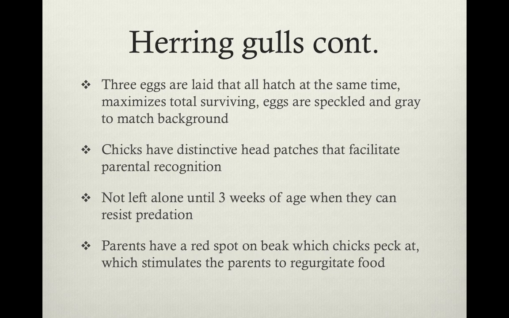Parents have a red spot on their beak that the chicks peck at, which stimulates the parents to regurgitate food. This red spot on the beak is very noticeable, and repeated pecking there stimulates regurgitation so that there's a more effective transfer of food from parent to offspring. So together, all of these behaviors effectively facilitate a greater degree of survival. And so from this standpoint, it appears that herring gulls are uniquely adapted to facilitate the survival of their chicks.